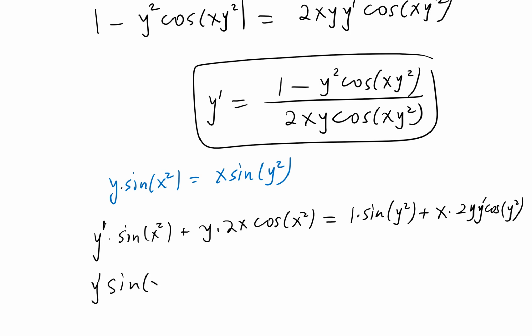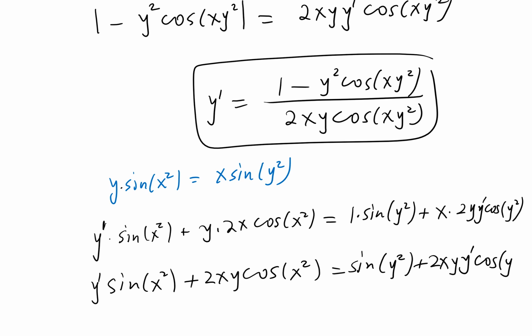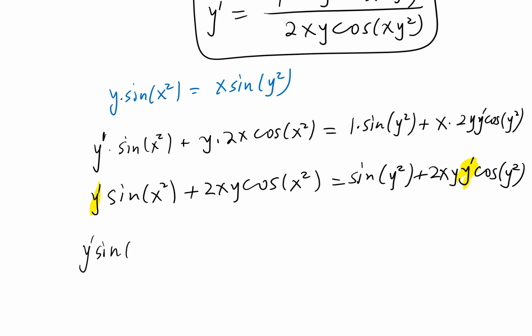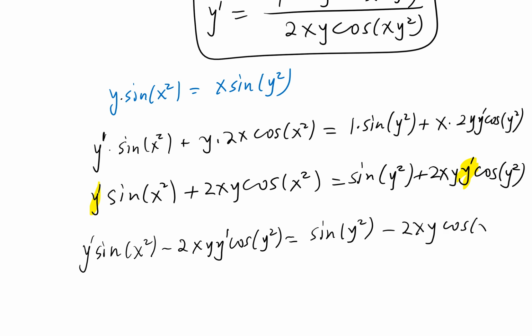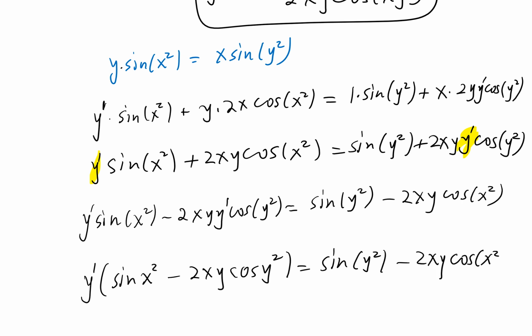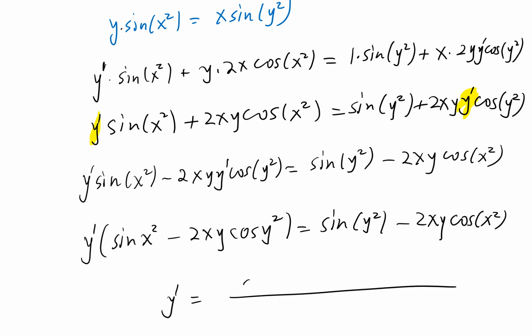Let's rewrite it first in a simplified form. This is 2xy cosine x squared, sine y squared plus 2xy y prime cosine y squared. So this has y prime, this has y prime. What we can do, keep the y prime term on one side. Move the other one to the other side. Then factor y prime out. Then divide, so y prime equals sine y squared.